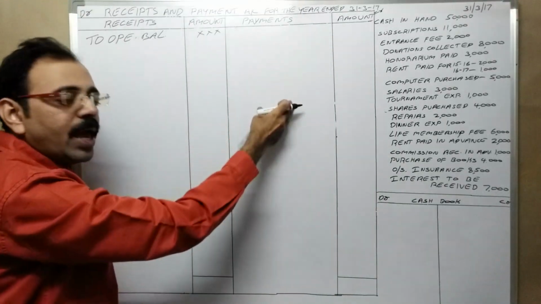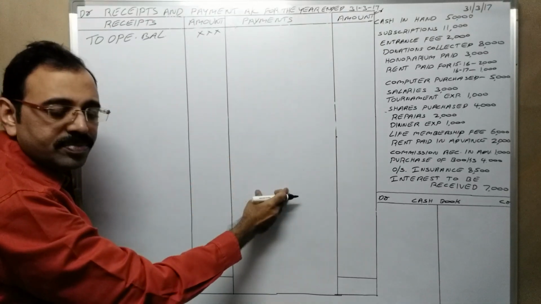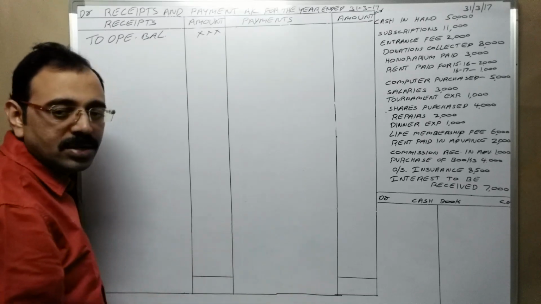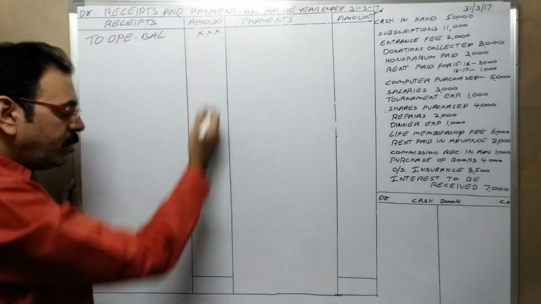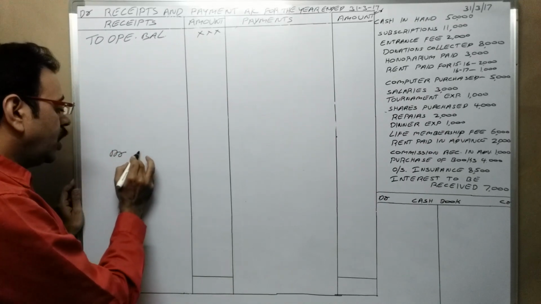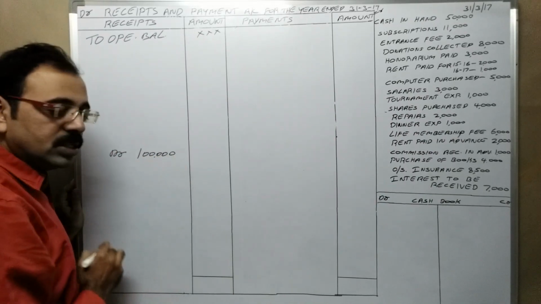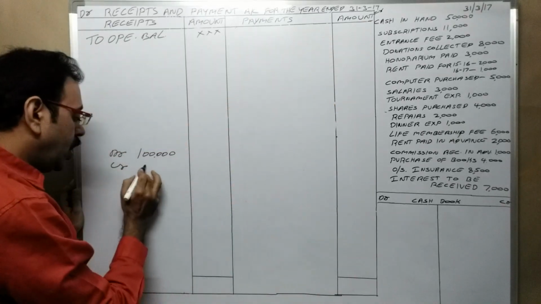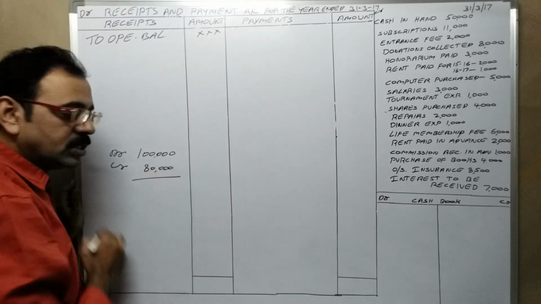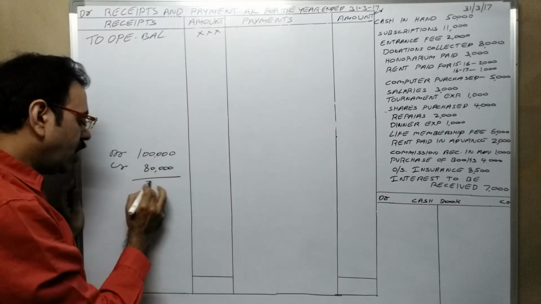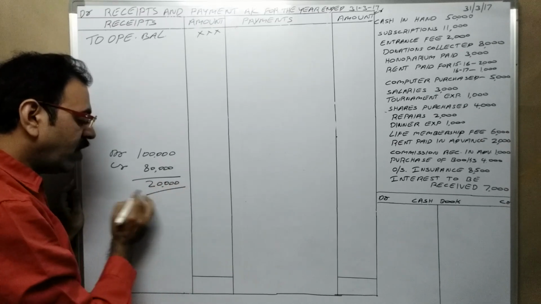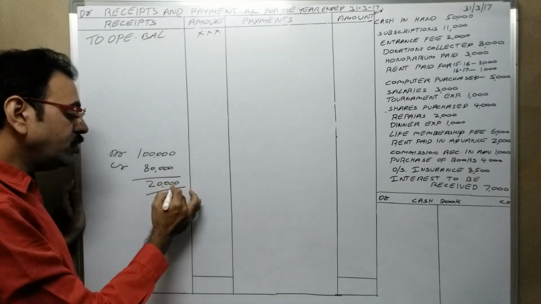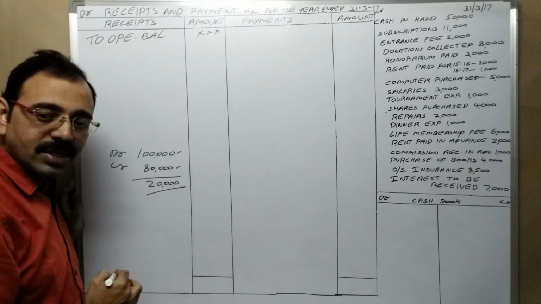The amounts which we pay, we should credit them. Then finally, we should calculate the closing cash balance. For example, debit side total is, assume 1 lakh rupees. Then credit side payments total is, assume 80,000 rupees. Then we are left over with how much cash? 20,000 rupees. Then that 20,000 rupees, we said we should show which side total is less.